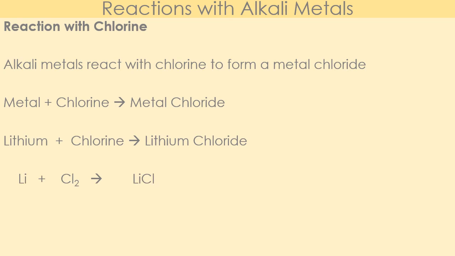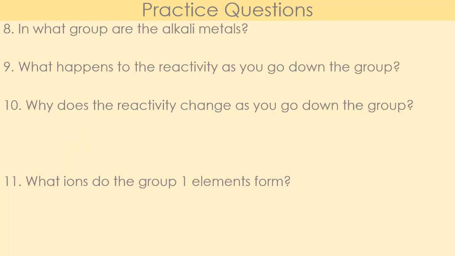Again, we've got our symbol equation. So let's just add our state symbols. And again, let's make sure we are balanced. We've got 2 chlorines on both sides now and 2 lithiums on both sides. Again, same principle for any other alkali metal and writing our equations. We just need to change whatever this is and whatever that is.